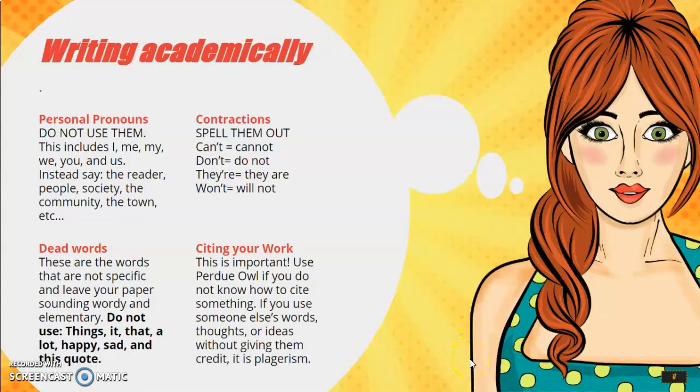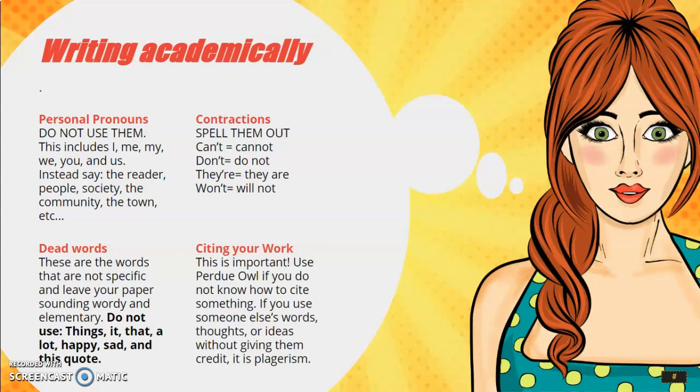Finally, you need to make sure that you have written academically. This is going to take you the longest time. Personal pronouns, don't use them. This includes I, me, my, we, you, and us. If you have any of those words in your paper, you need to remove them now. Instead, you say the reader, people, society, community, the town. You do not use personal pronouns in academic writing.